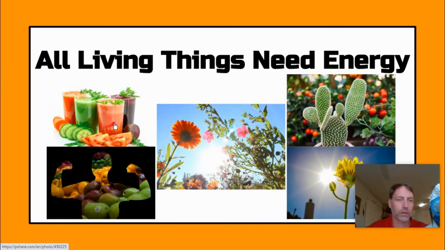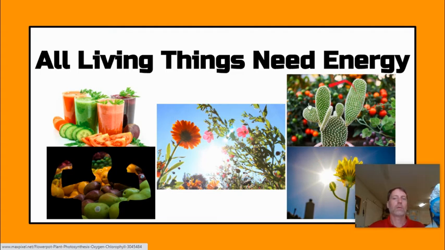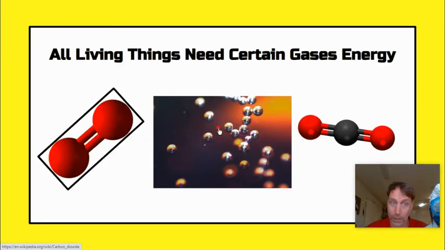Some of these living things may be a smoothie. They also need sun. That sunlight is needed for photosynthesis to happen. Some need maybe a little less water or energy, like a cactus, but they still need energy in order to stay alive and to do the things they need to do in order to be alive.